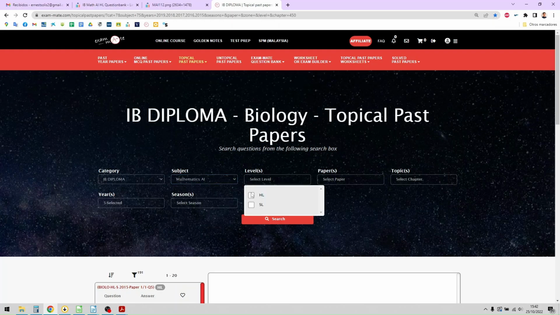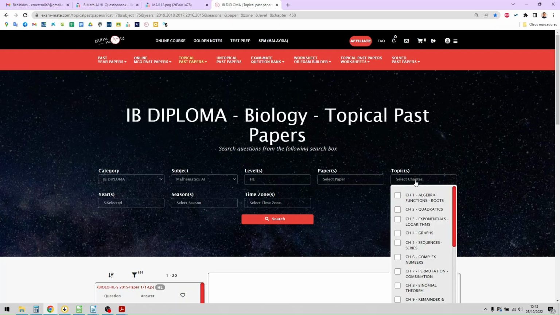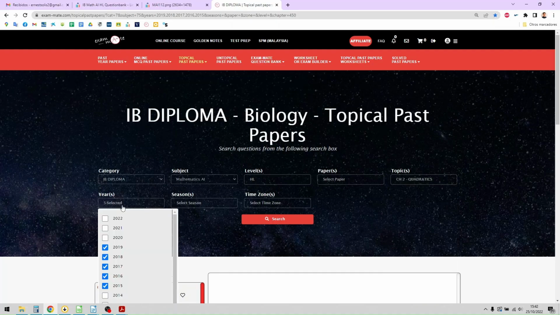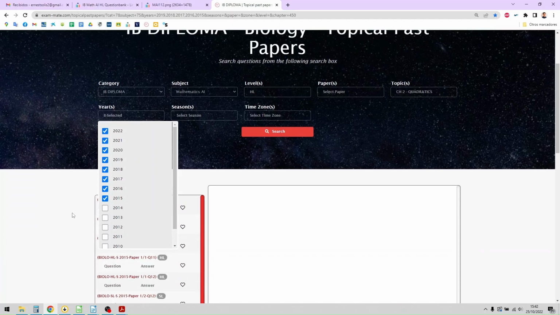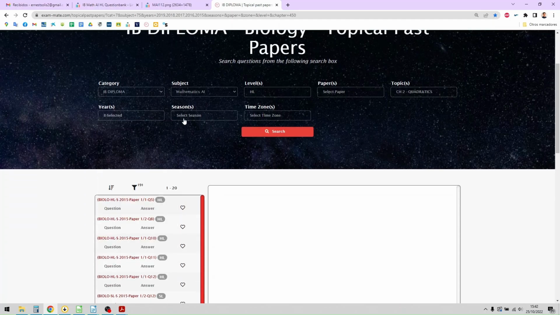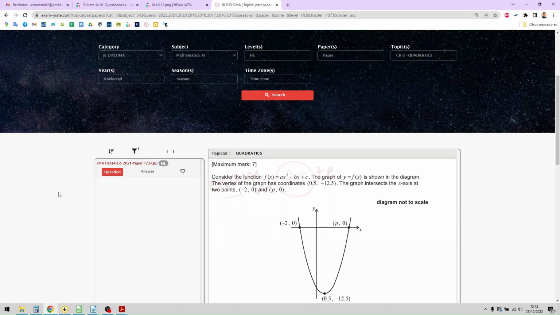The level, let's do higher level. Papers could be 1 or 2. There's not too much of a difference between them anymore. I normally leave that blank. And then we pick the topic. Maybe we're working on quadratics. The years, I'm going to pick the more recent years. And I don't normally worry about the season or the time zone. Search. Okay, so they only have 1 right now because it's the newer math, which is fine.